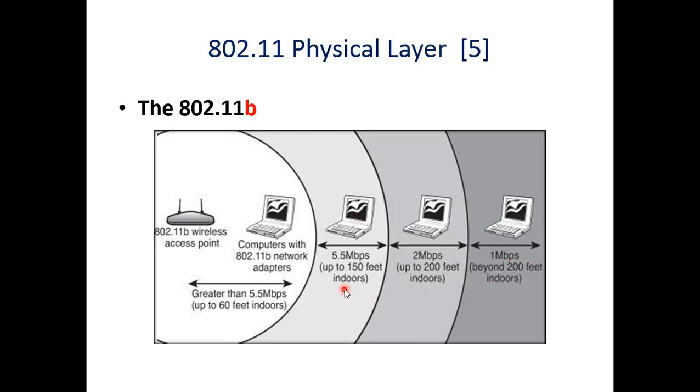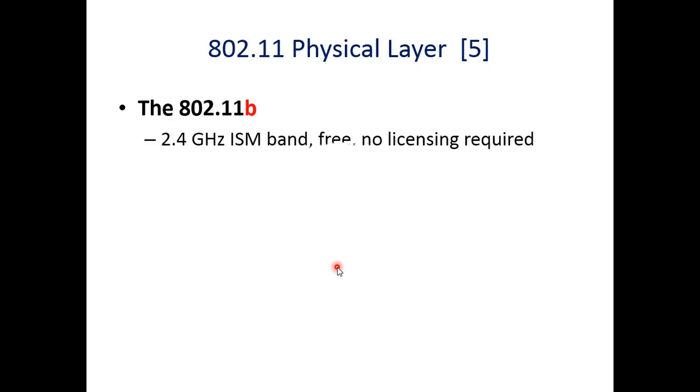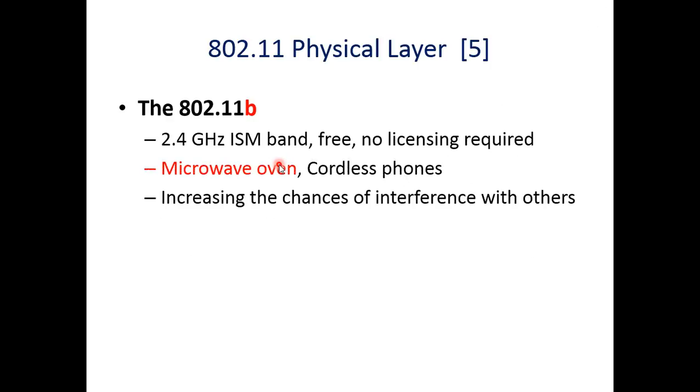If your computer goes some more range, then the speed will gradually decrease, from 5.5 down to 1. So these are shown with distance, this is the distance in feet, and this is something we know very clearly. Now 802.11b operates on the 2.4 GHz ISM band. It is free and no license is required from the government. Microwave ovens and cordless phones work under that band.